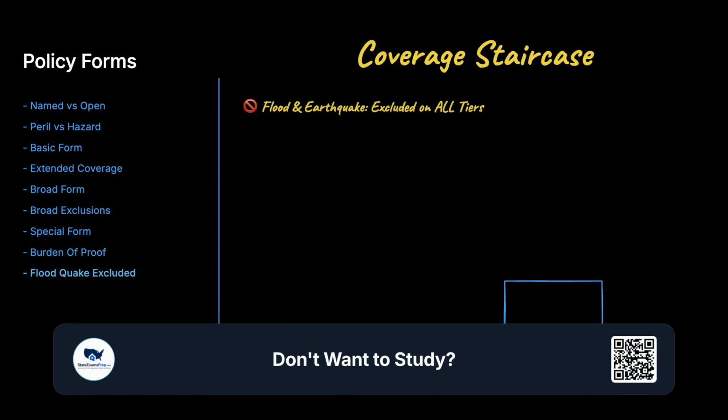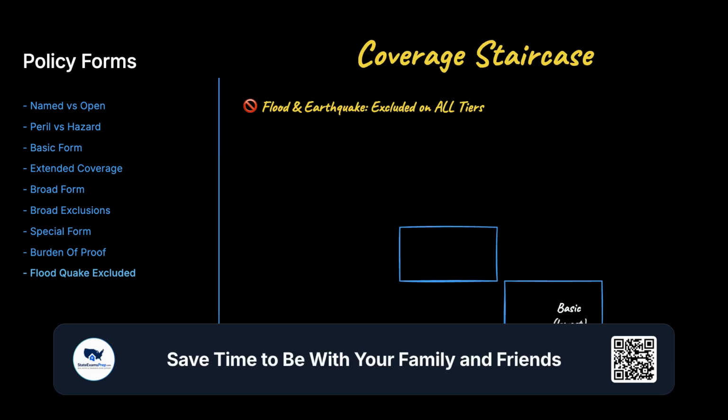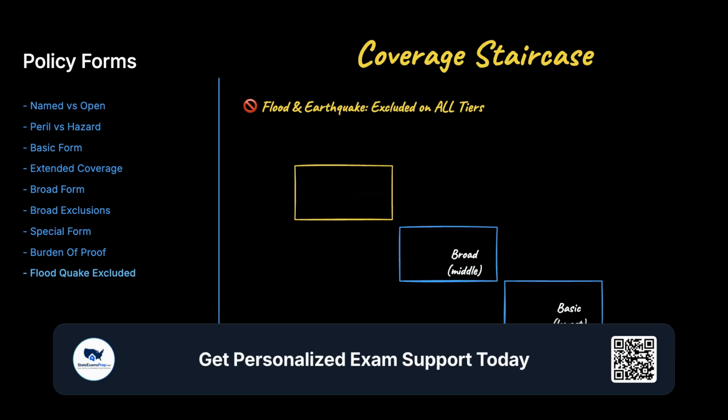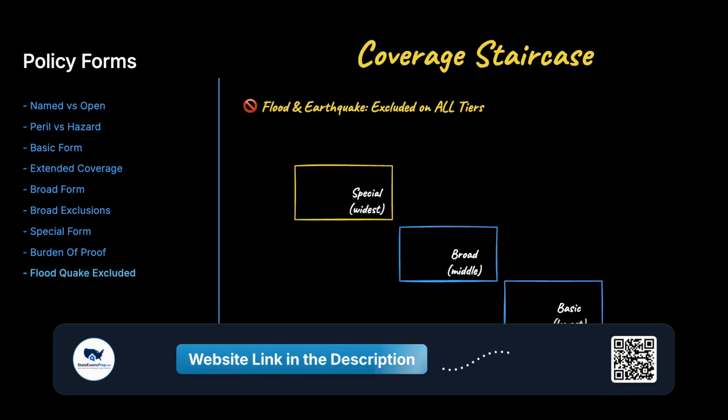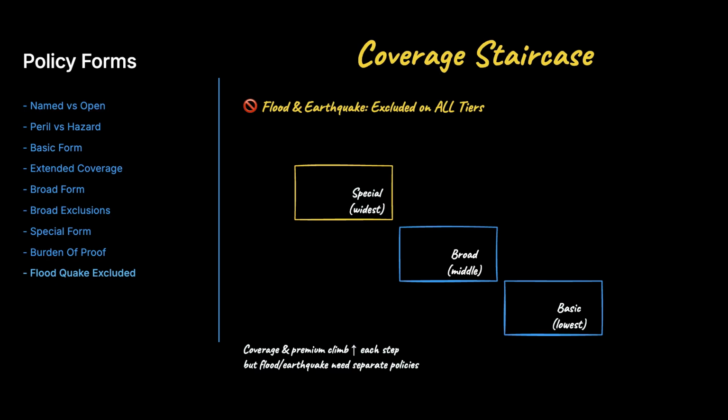One anchor fact across all three tiers: flood and earthquake are never covered by these standard forms. Not basic, not broad, not special. They're excluded everywhere and need separate policies. For memory, picture a staircase: basic on the bottom step, broad in the middle, special on top. Coverage widening and premium climbing with each step.